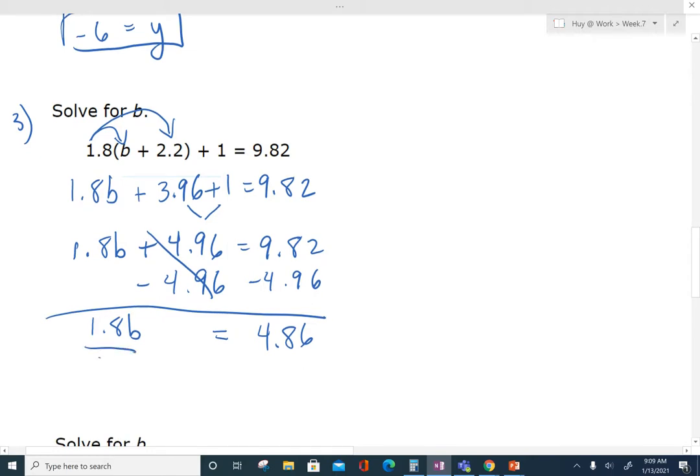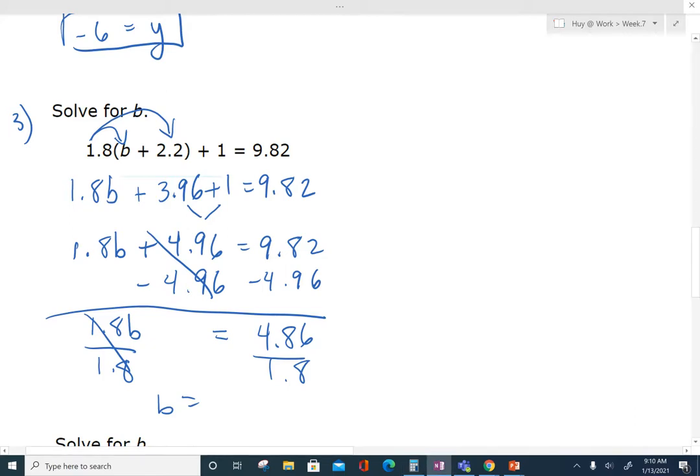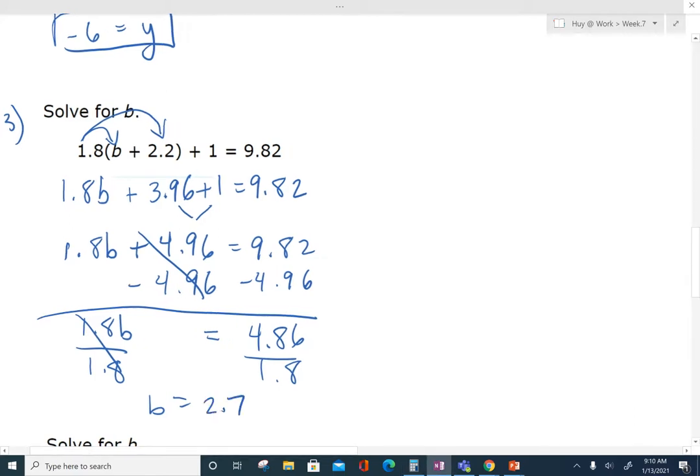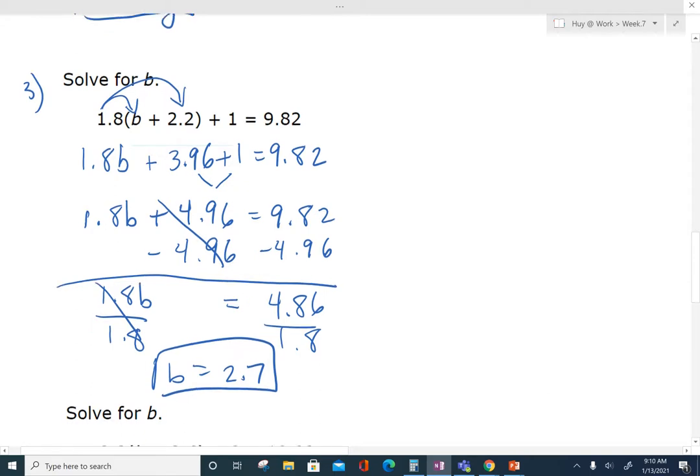Now let's divide both sides by 1.8. So b equals 4.86 divided by 1.8, 2.7. All right, so the only difference was I need to use a calculator when I have decimals. There's less mental math that I can possibly do.